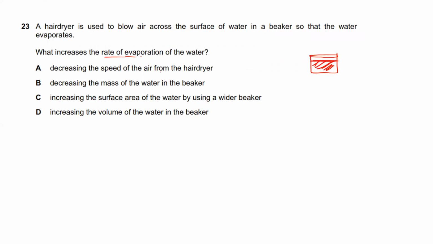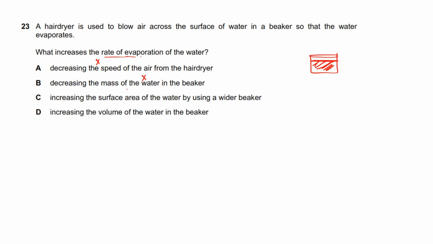So, rate of evaporation. For example, if we decrease the speed of the hair dryer, no, we have to increase the speed so that the molecules at the surface will be swept away and more new molecules from the surface of water will have a chance to escape. So we need to increase the speed, not decrease it. This is not decreasing the mass of water in the beaker. Rate of evaporation technically doesn't depend on the mass. It is the number of water molecules available on the surface that have enough energy to escape the surface.